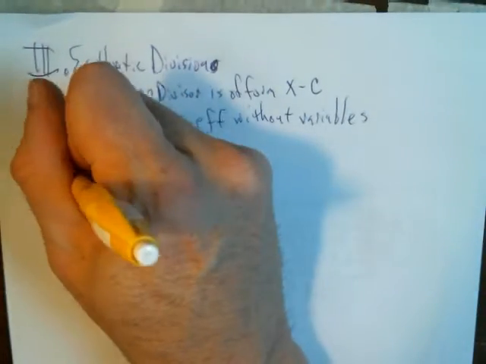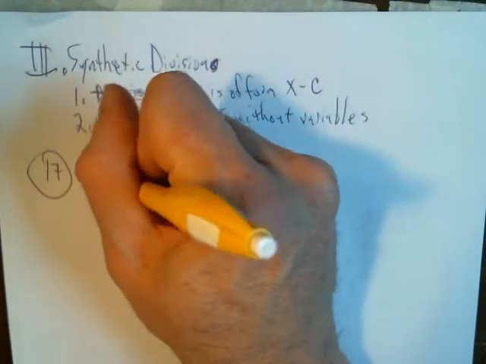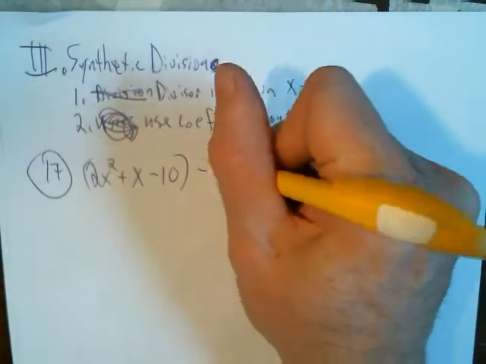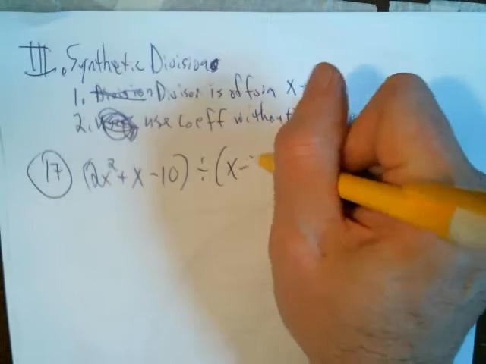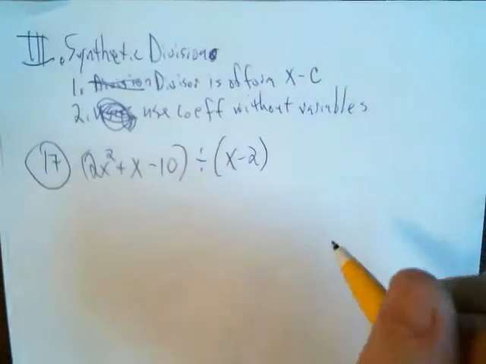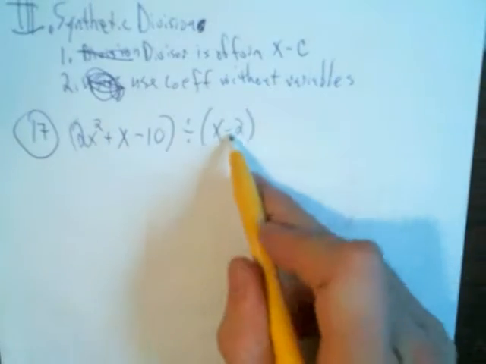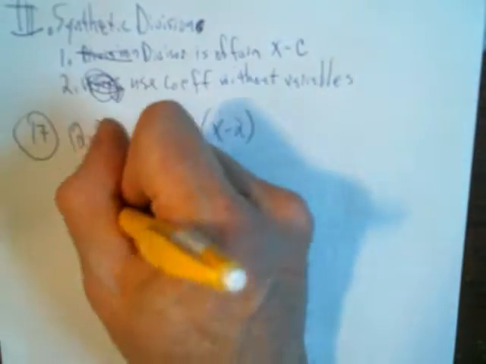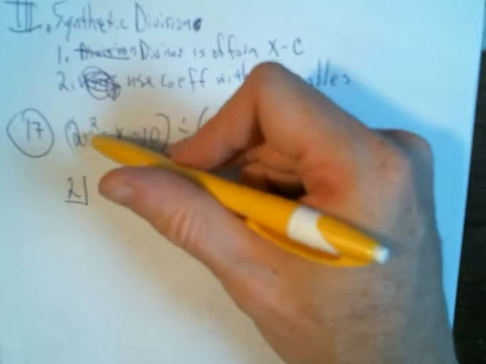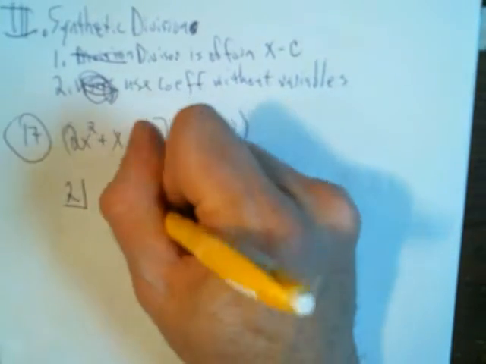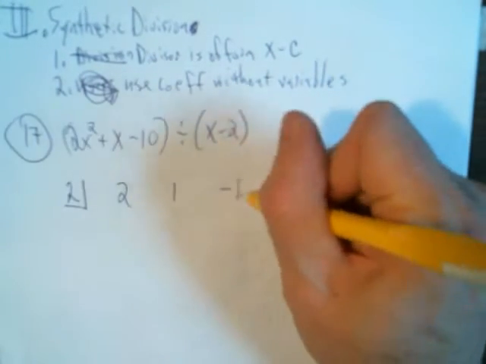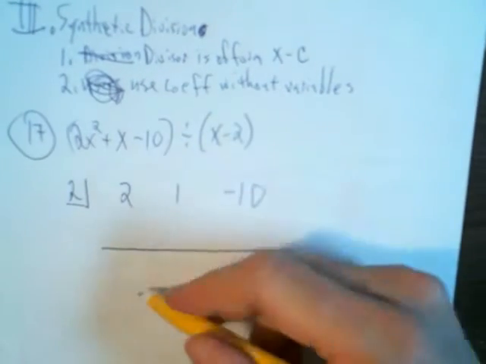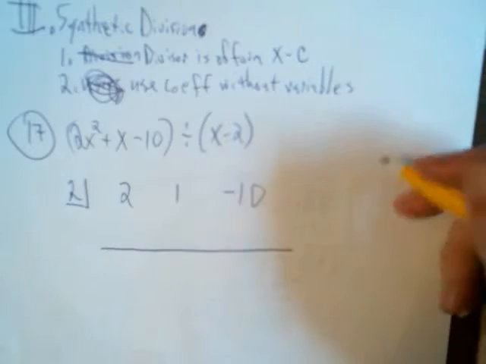Okay, so let's look at 17. We have 2x squared plus x minus 10, and we're dividing it by x minus 2. So how does this work? Well, our c value is 2. We're going to make this little wedge over here and put it there. And then write the coefficients of this guy, 2, 1, negative 10. And leave a little space in this row, and then draw a big line.